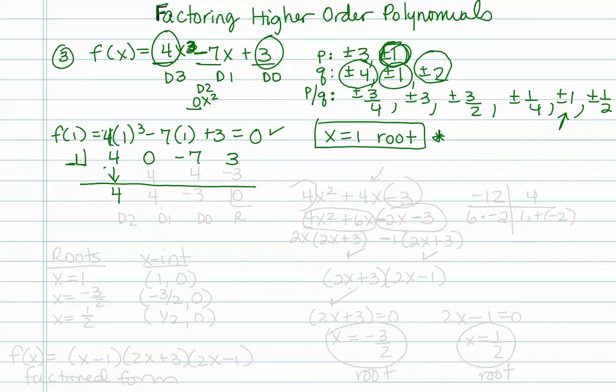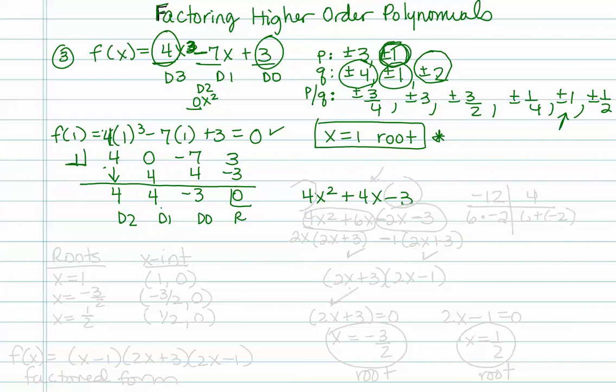Bring down the 4. 1 times 4 is 4. 0 and 4 is 4. 1 times 4 is 4, and this gives me a negative 3. 0. Let's see, remainder, degree 0, degree 1, degree 2. So this polynomial ends up being 4x squared plus 4x minus 3.